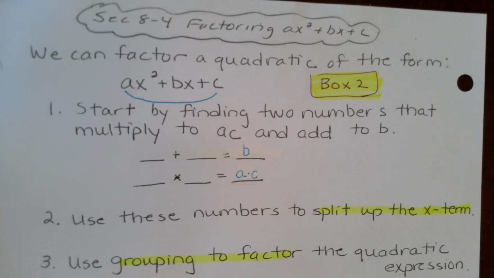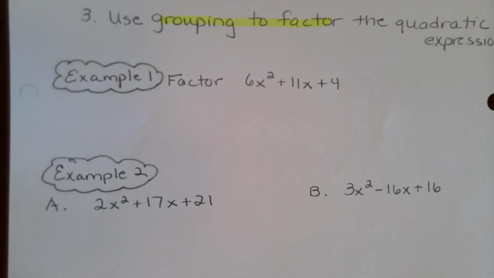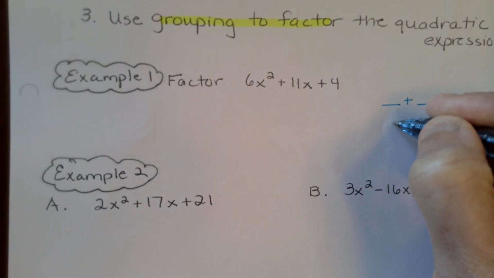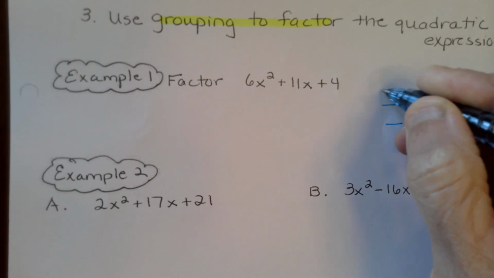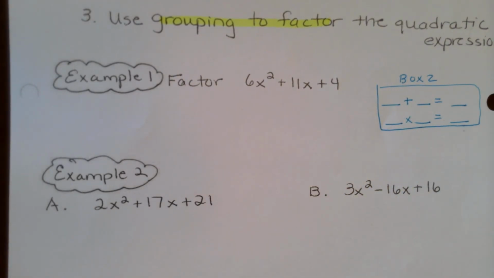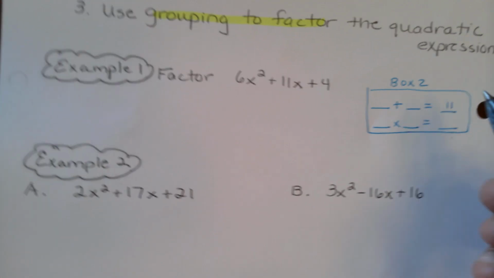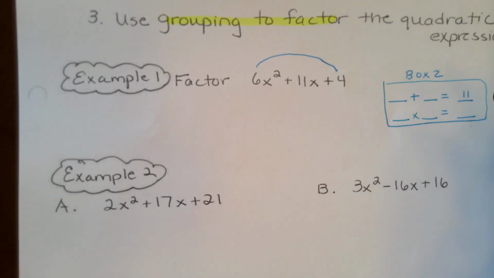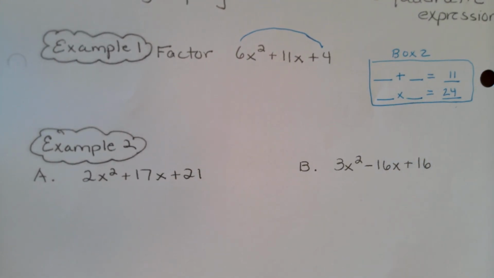So let's take a look at this. It kind of works better when we work through it. So let's start with our box. So what plus what equals what times what equals, here's our box 2 method. Okay, so the first number in there is that 11, just like it was in the box 1. But now the number in here, remember, isn't just the 4. It's 4 times the 6. So you got to multiply those two. We get 24.